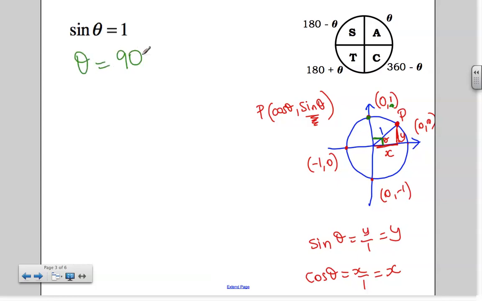If we keep going around the circle, we should always check if there are any other points. That one doesn't have a y-coordinate of 1. That one has a y-coordinate of minus 1, so that's not what we're looking for, and that's 0, 0. So there's only one solution there, between 0 and 360.